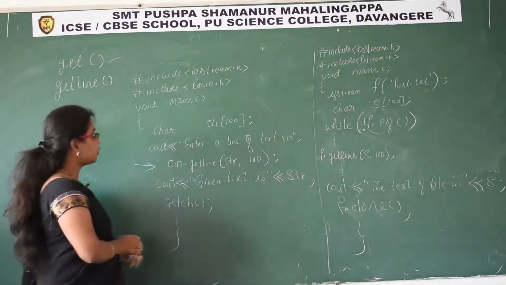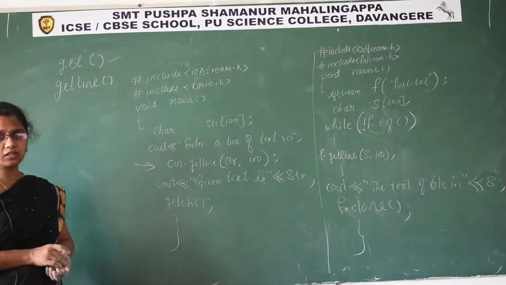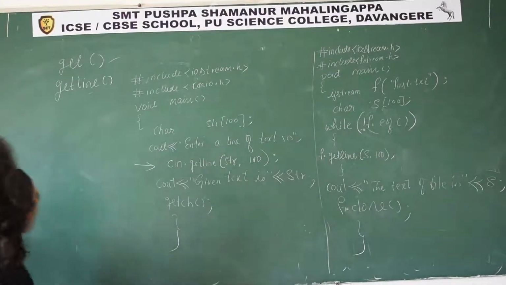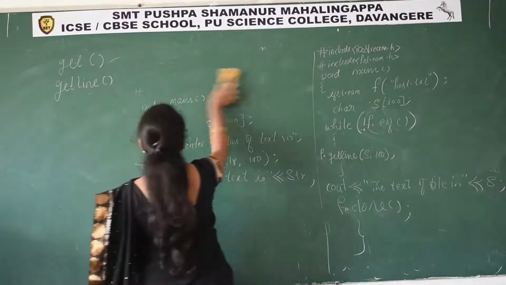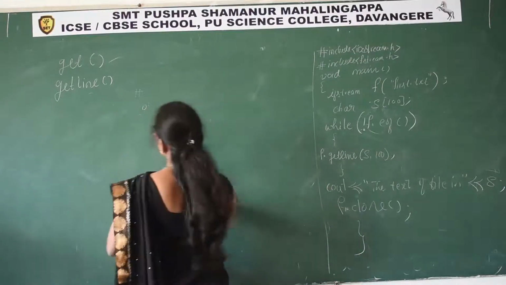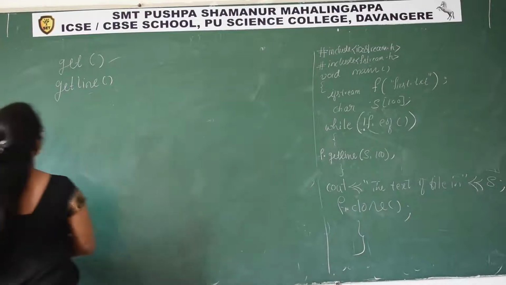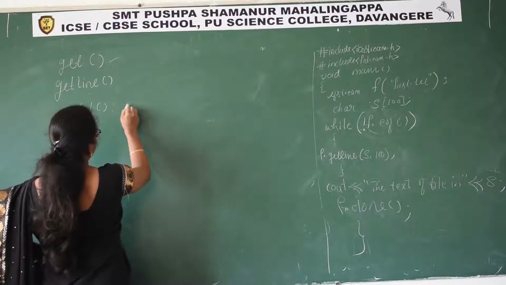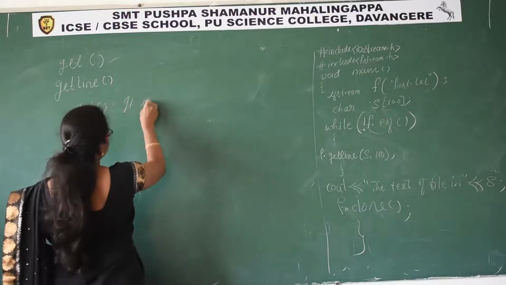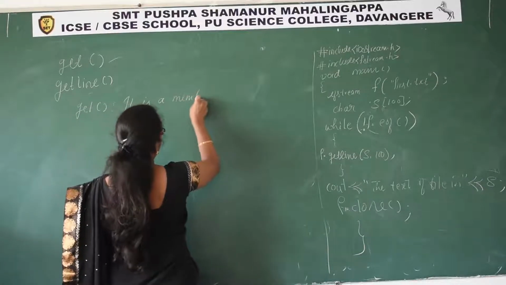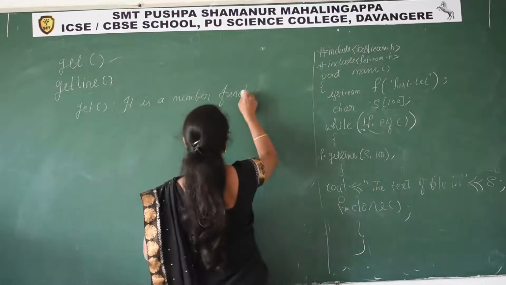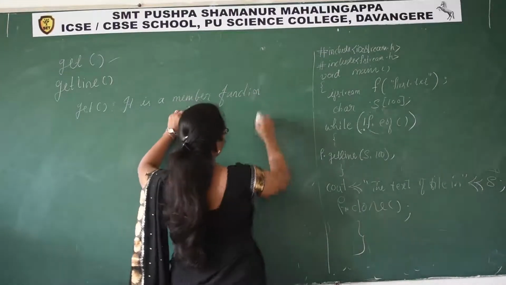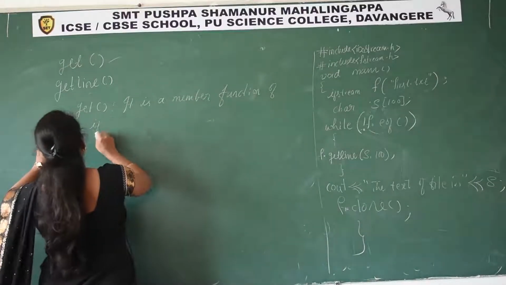So there is a question on these two functions. What is the get function? Write its syntax and give an example. How to write the explanation? I will show you. Get. It is a member function. Regarding files we are talking now, so I must use the ifstream class. It is a member function of the ifstream class.